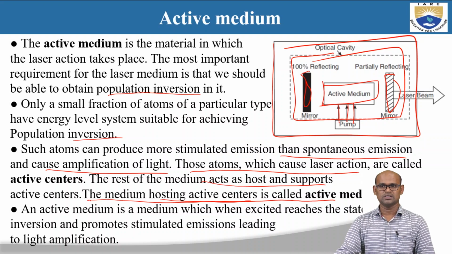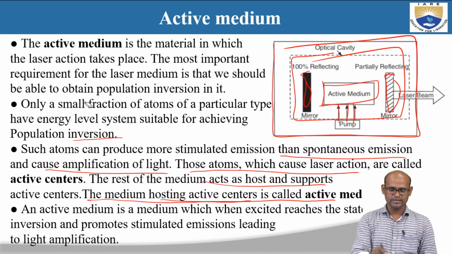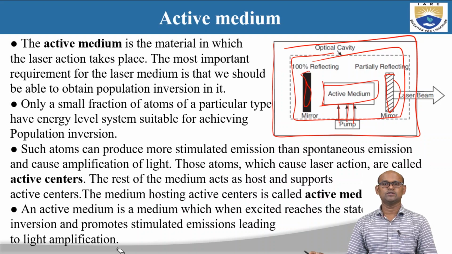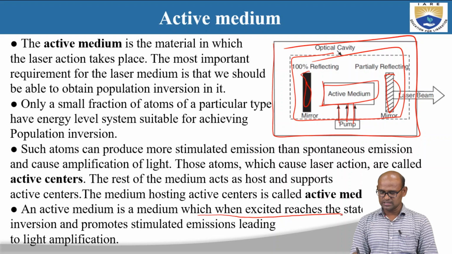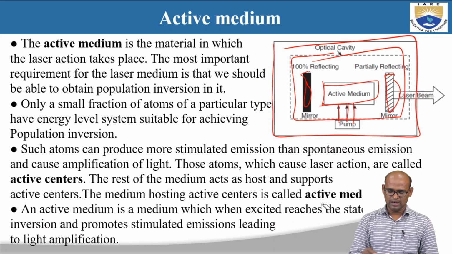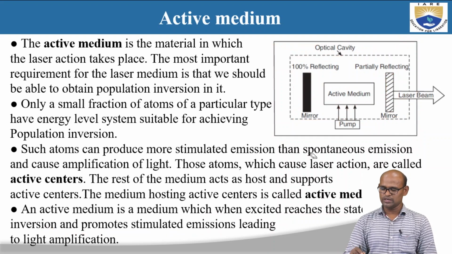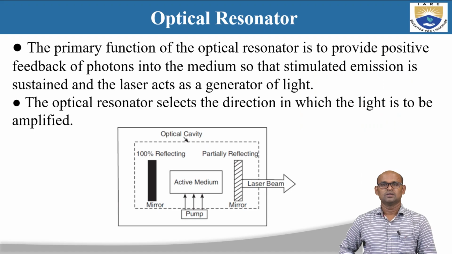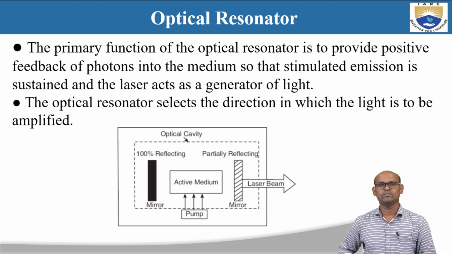If we do not have active centers, there is no population inversion and we do not get any laser light. So we need active centers, and these active centers are hosted by the active medium. The active medium is a medium which, when excited, reaches the state of population inversion and promotes stimulated emission, leading to light amplification. The primary function of the optical resonator is to provide positive feedback of photons into the medium so that stimulated emission is sustained and the laser acts as a generator of light.